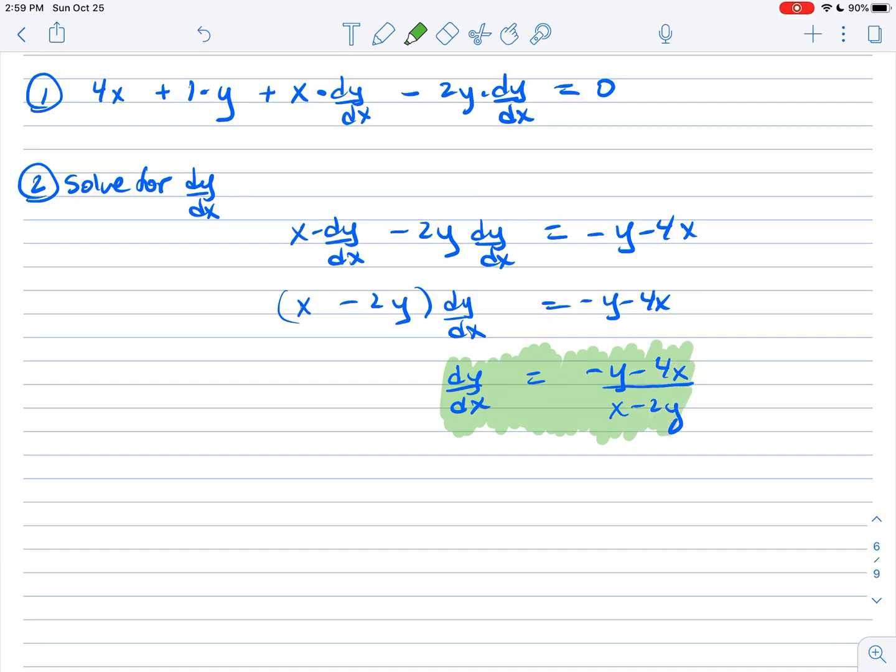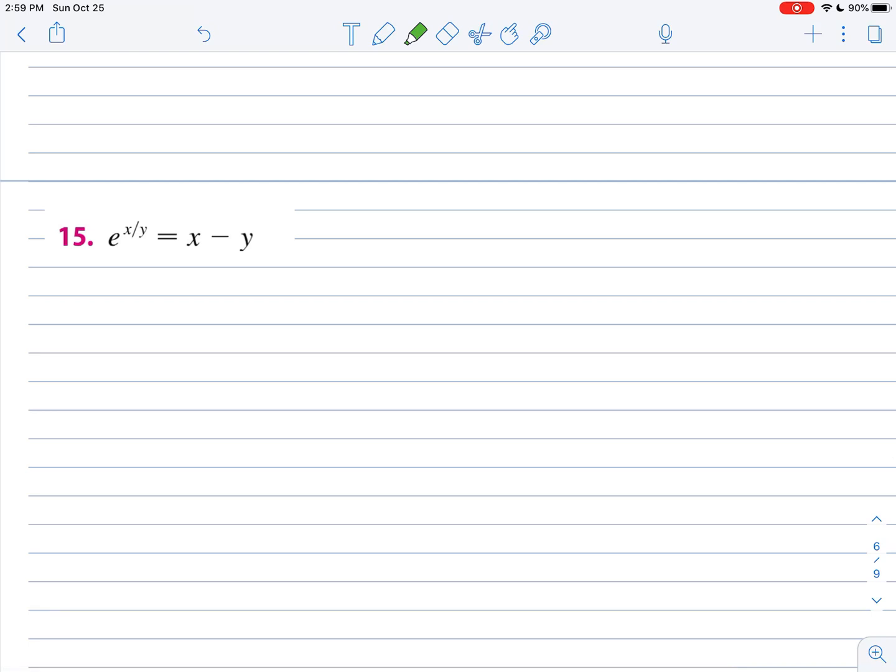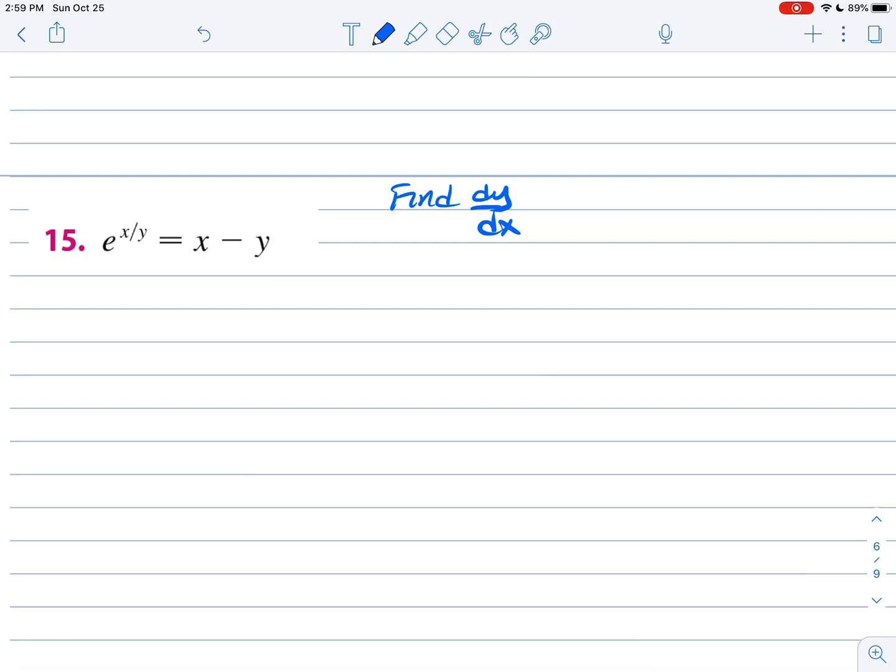And that is my derivative. And this one seems to be very similar to what we just did. So let's do one more. This one: I see e to the x over y equal to x minus y, and we want to find dy dx.